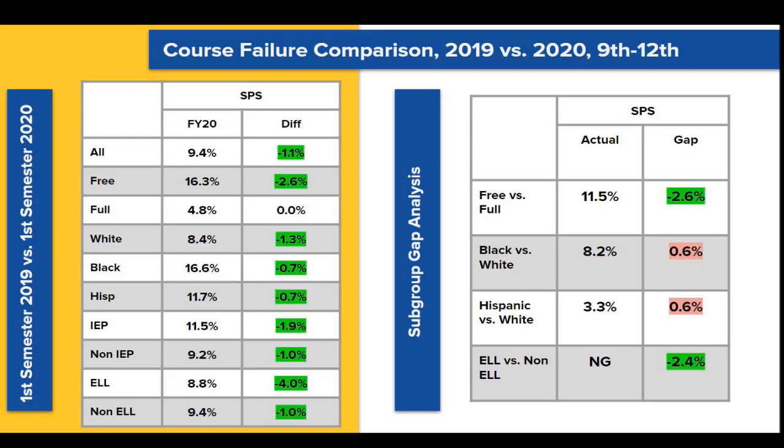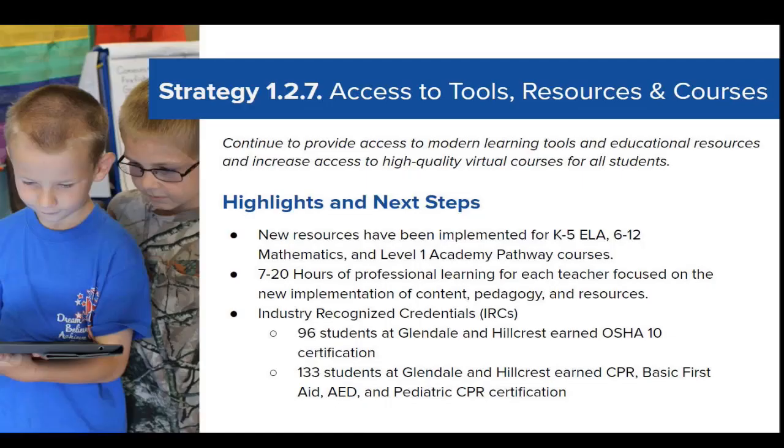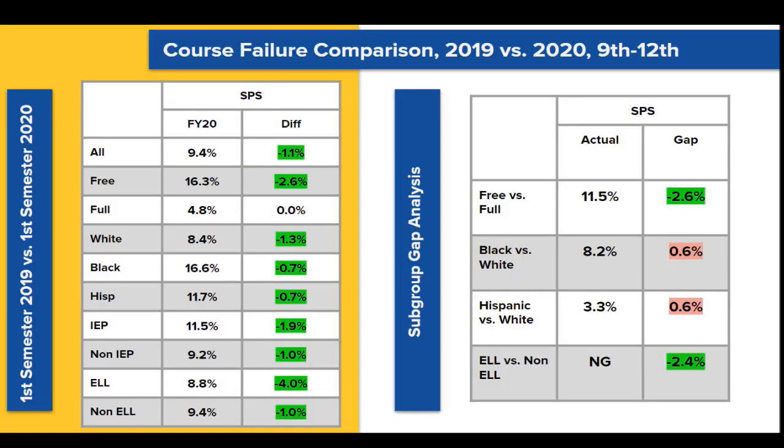Two of the subgroups that had a gap closure were free versus full and ELL versus non-ELL, and the other two, black versus white, Hispanic versus white, the gap grew at 0.6. So before I'm handing it off to someone else, Alina, go for it if you'd like.